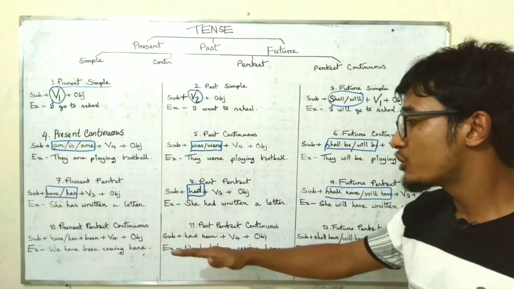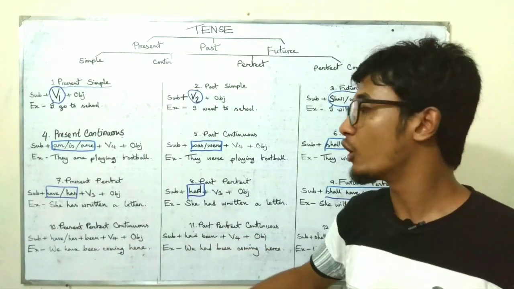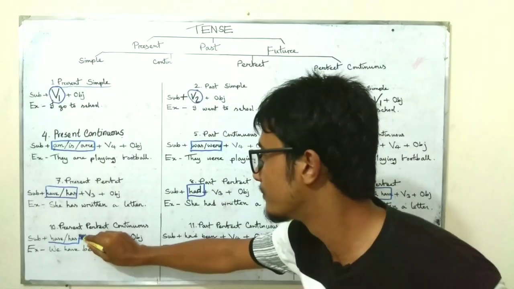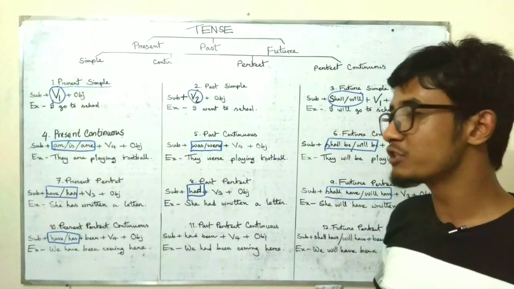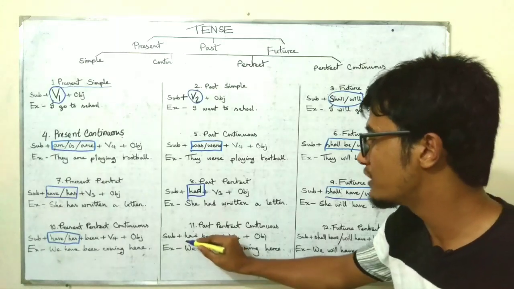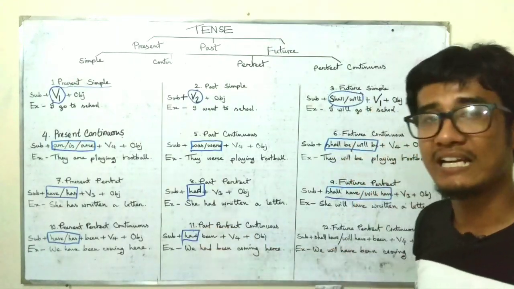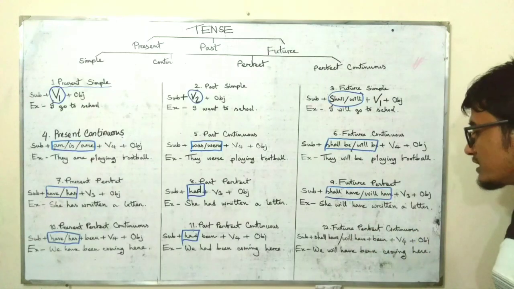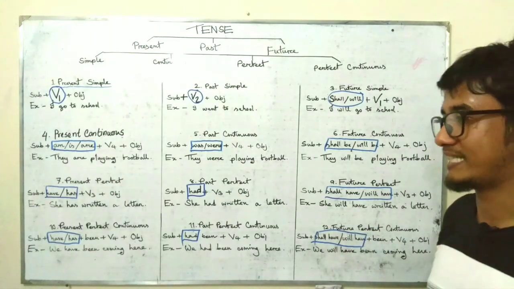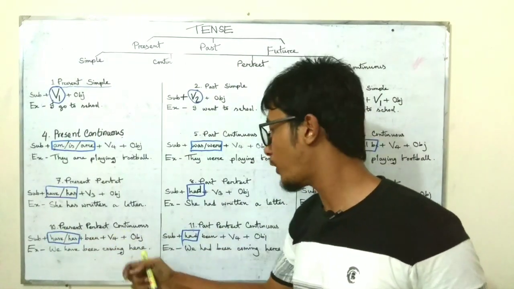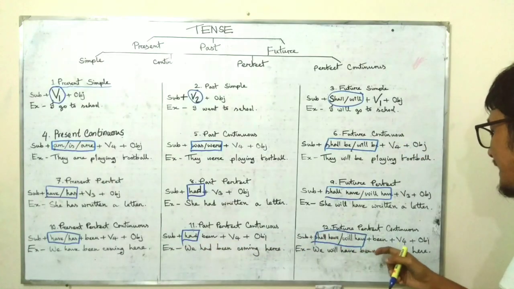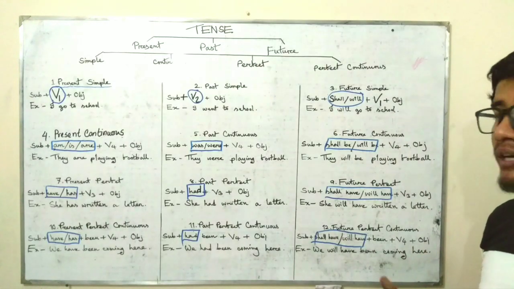So you see, the structures and the sentences as examples are almost the same. So what is the change? The change is here. In present perfect continuous, we have to use either have or has. In past perfect continuous, we have to use had, and in future perfect continuous, we have to use either shall have or will have. The other things are same. Subject being before object, subject being before object, and here also subject being before object. There is no other changes.